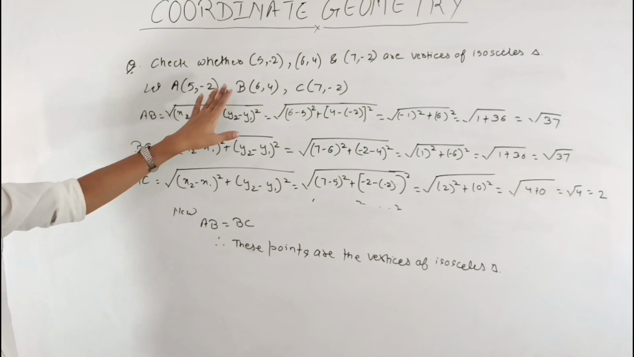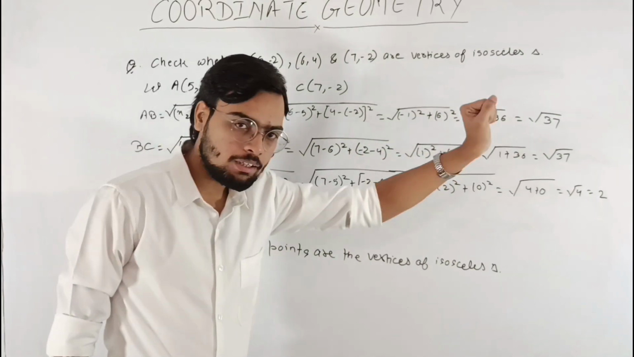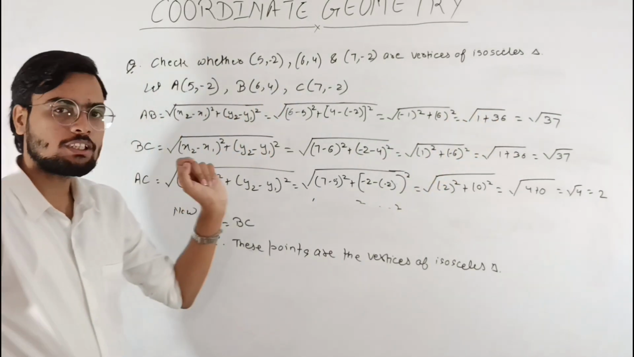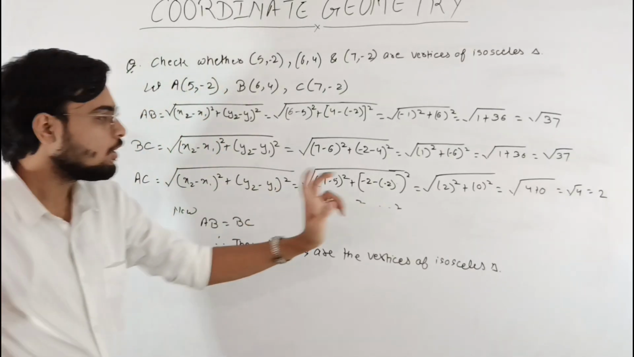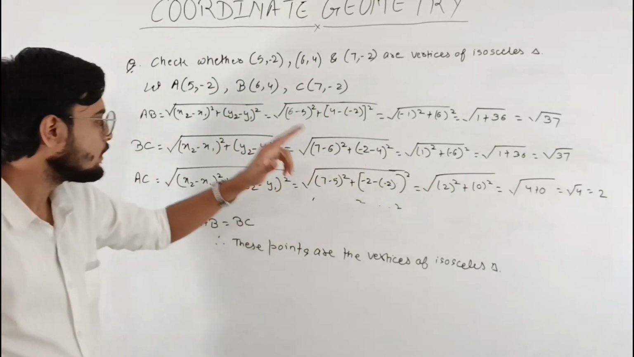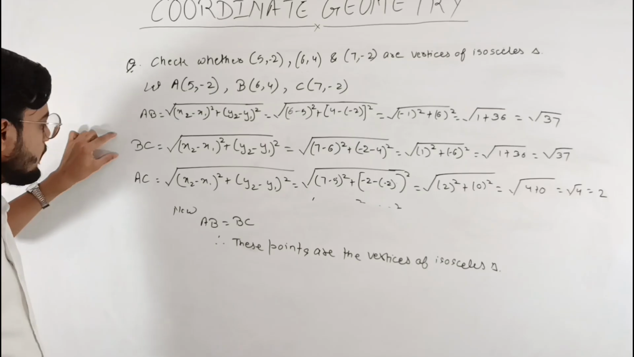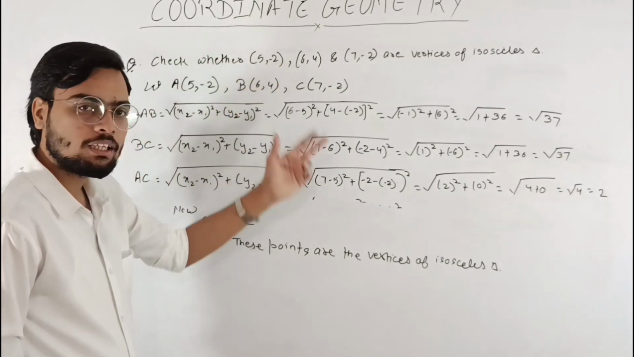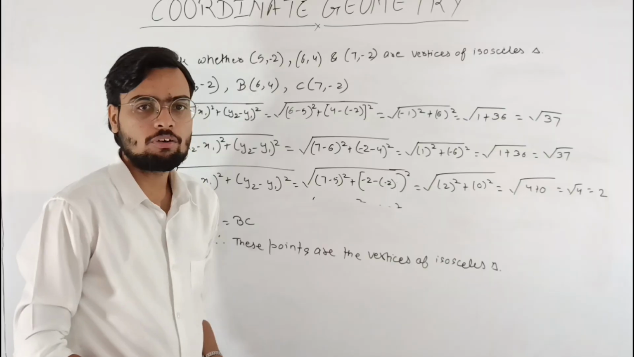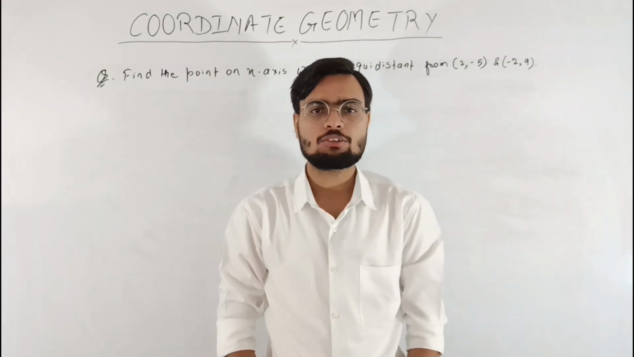So first I find the distance between AB, which is root 37. Then I find the distance between BC using the distance formula, which is again root 37. Then I find the distance between AC, which is 2. So now look here, in these distances we see AB and BC are equal, which means 2 sides are equal. Therefore these 3 points are the vertices of an isosceles triangle. Okay. Now let's move towards the next question.